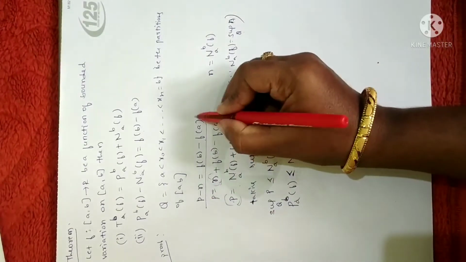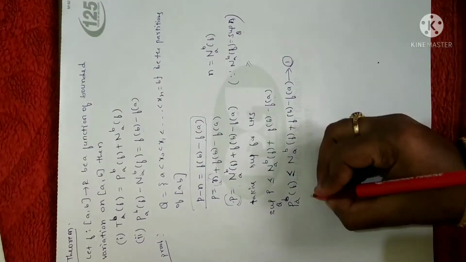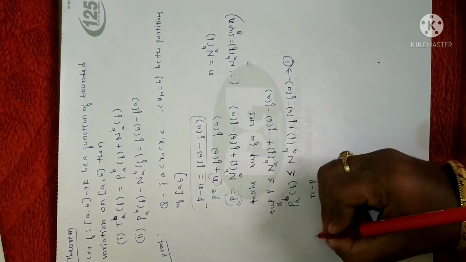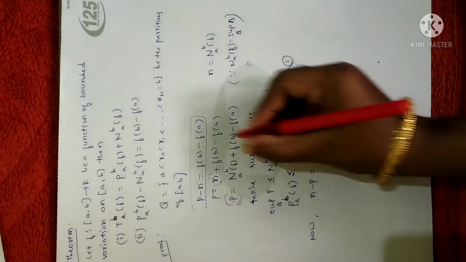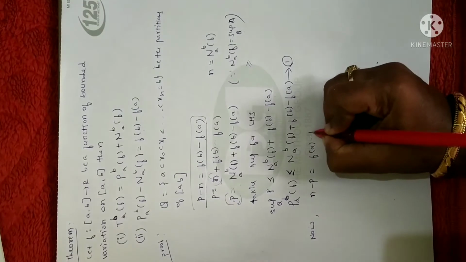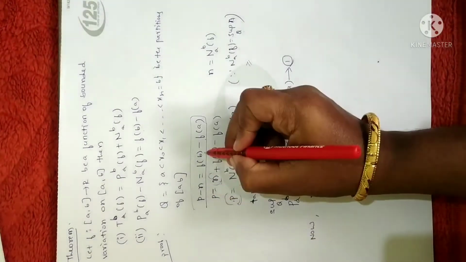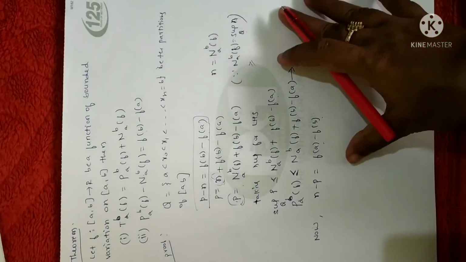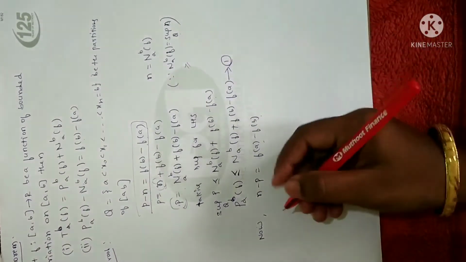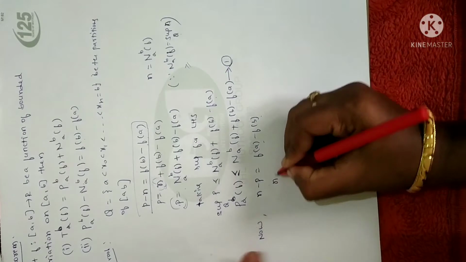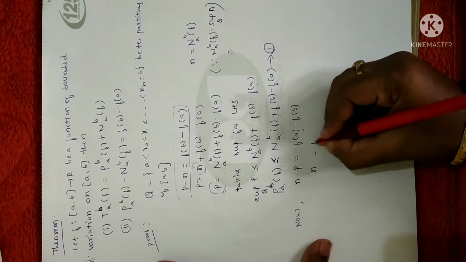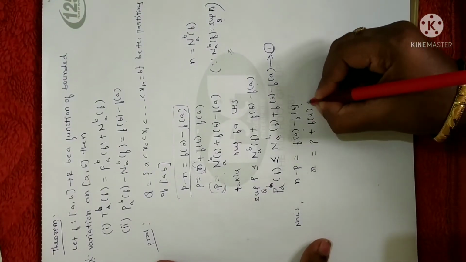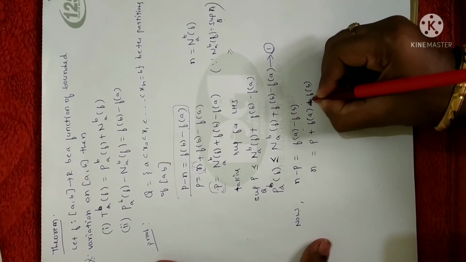Since I have considered it for P minus N, now let me take the reverse, that is N minus P. Now N minus P can be written in reverse as f(A) minus f(B). See, if P minus N is equal to f(B) minus f(A), I can write N minus P as f(A) minus f(B). Right? Now similarly I am going to repeat the same procedure. I can extract the value for N. I will just shift the P, so I can write N is less than or equal to P plus f(A) minus f(B).